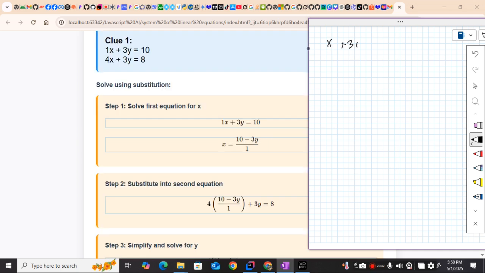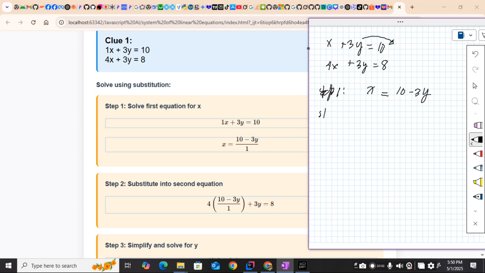So that's x plus 3y equals 10. Now 4x plus 3y equals 8. Okay, so the first step is to solve the first equation for x. All we need to do is transpose the 3y to the other side. So for step 1, we have x equals 10 minus 3y. And that's it for our step 1.